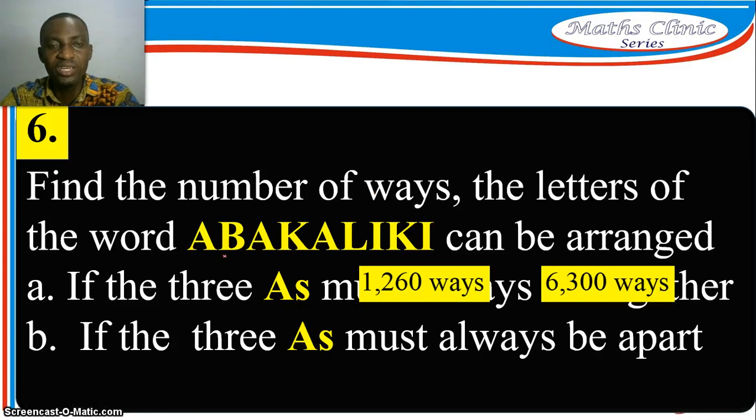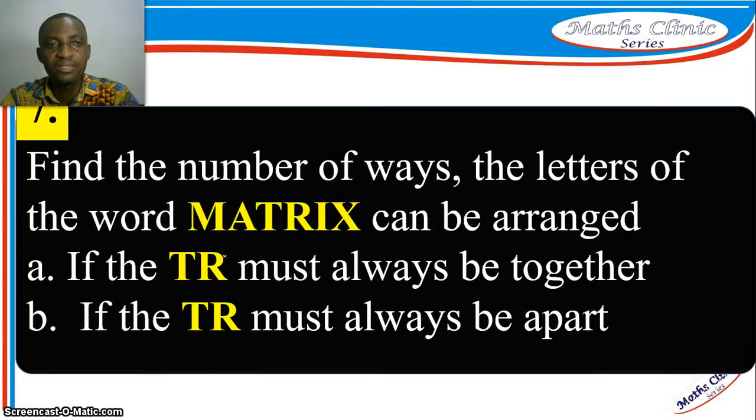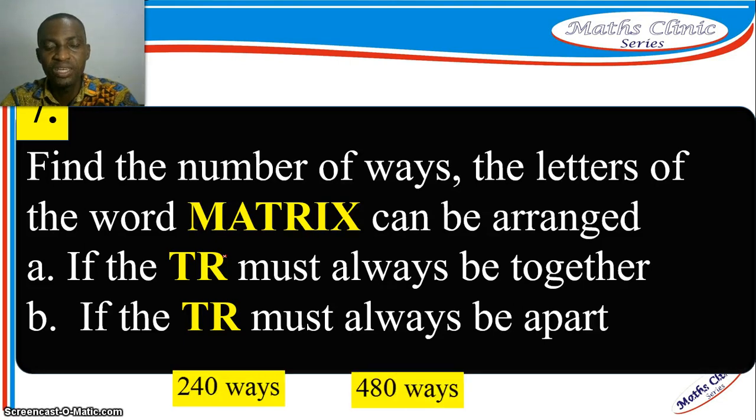Then your last question is this. The conditions are T and R must always be together or they must not be together. And once again, your answer will give you 240 ways and 480 ways. If you are sure you did it correctly and you don't get the answer that I'm giving you, don't get worried. You can send a text message to me on my number or you can WhatsApp it, and then I will see if really what you've done is correct and my answer is not correct.